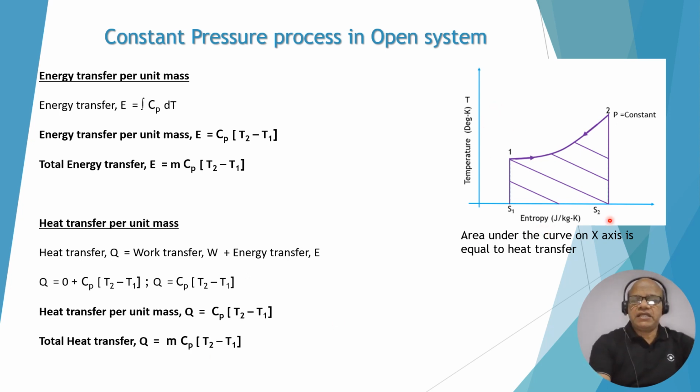And you can see the area under the curve on the TS diagram on the x-axis. This will give the heat transfer. So this is heat transfer in the open system for the constant pressure process.